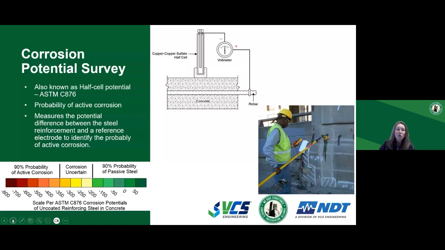ASTM gives us guidance on how to interpret these potential values. ASTM says that anything that is more positive than negative 200 millivolts is at 90% probability of being passive. Anything that is more negative than negative 350 is at 90% probability of active corrosion. And in between, corrosion is in an uncertain range.